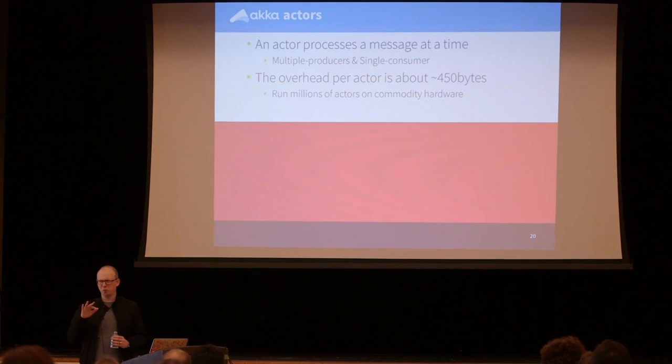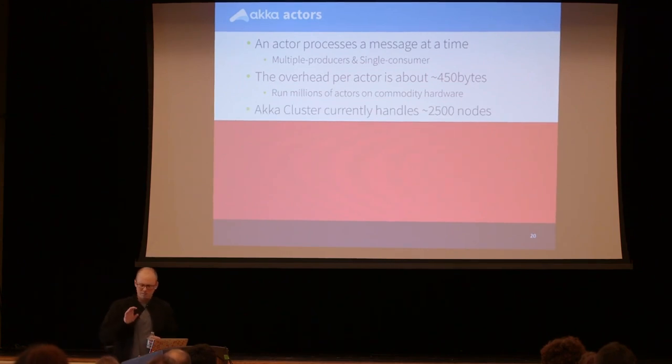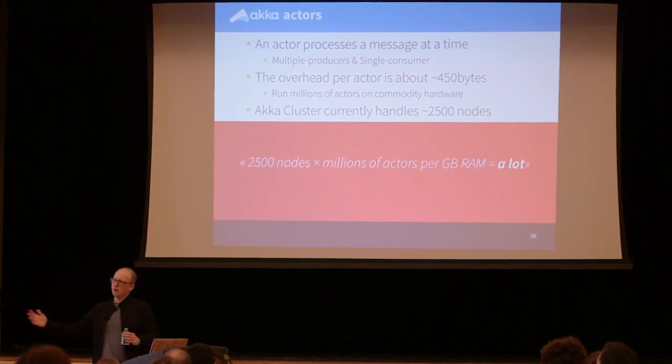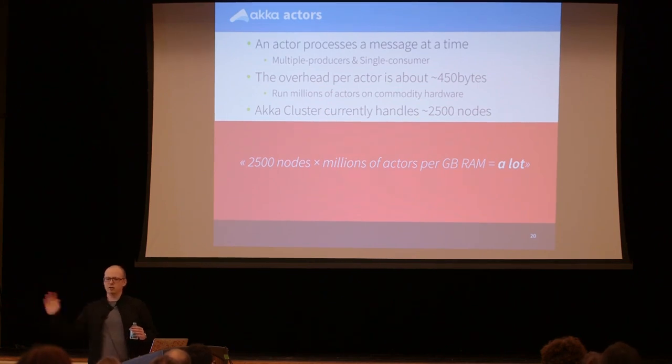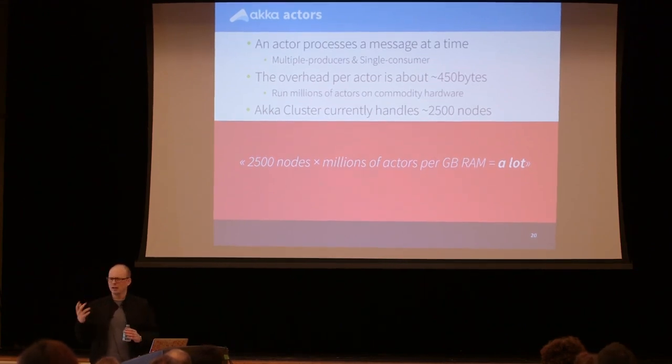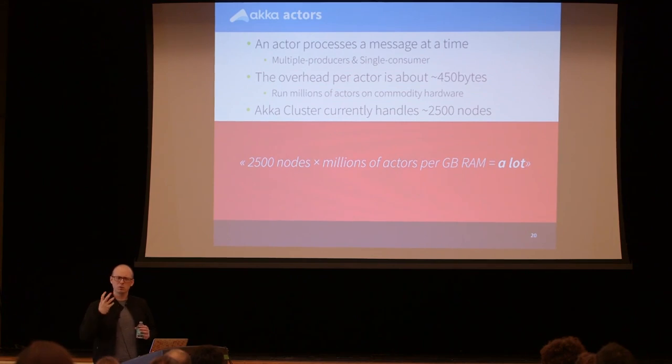The current overhead is about 450 bytes. That means that you can have millions per gigabyte of RAM. With our clustering, you can have about 2,500 nodes. So 2,500 nodes times millions of actors per gigabyte means a lot of actors. It's not like thinking about threads, where I can only have 1,000 of them, or any kind of scarce resource. You can really think about actors as a lot of actors.